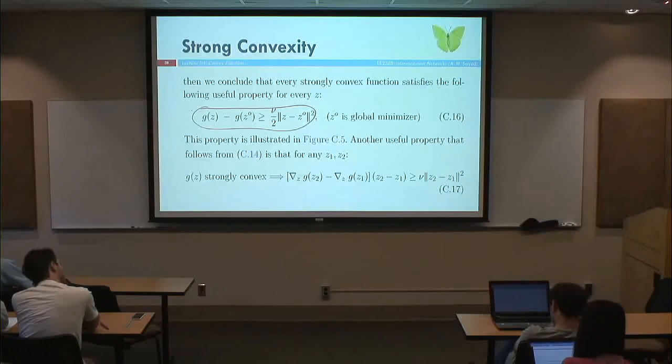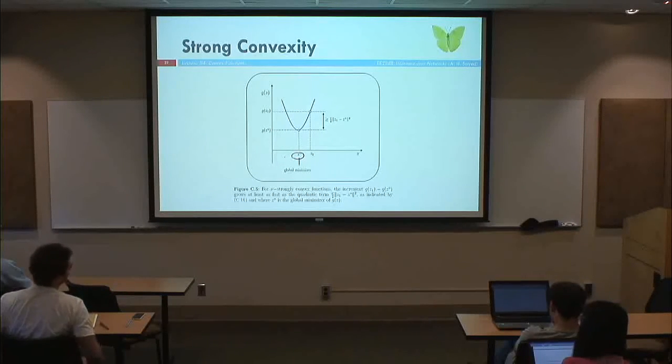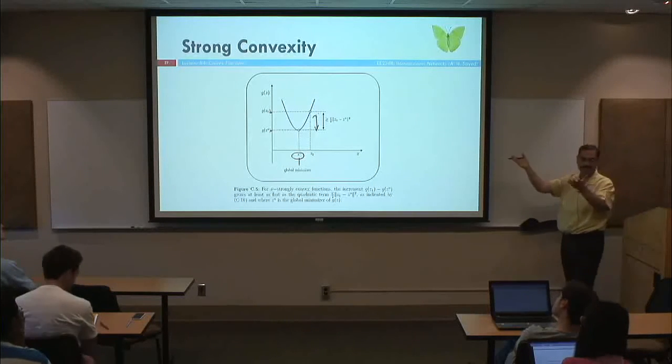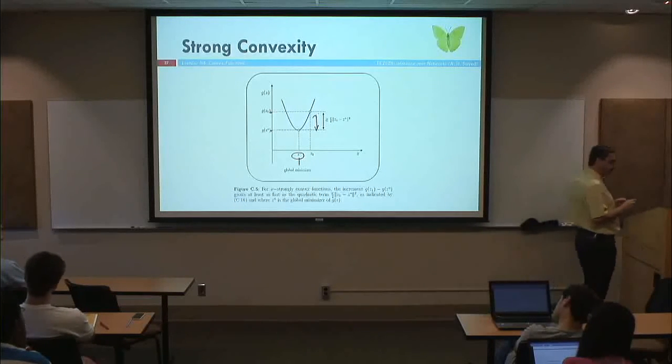So this is a plot here. This is the minimum, right? And this is G at any point Z1. This is G at Z0. This difference here grows larger than a quadratic. You understand? That's all, okay? Very good. So these are properties of strong convexity.